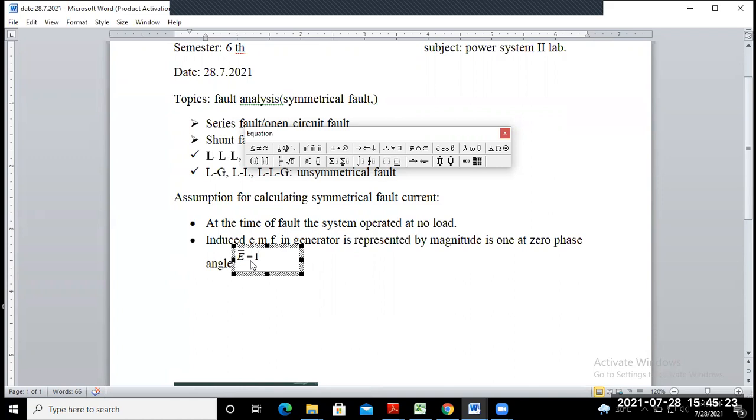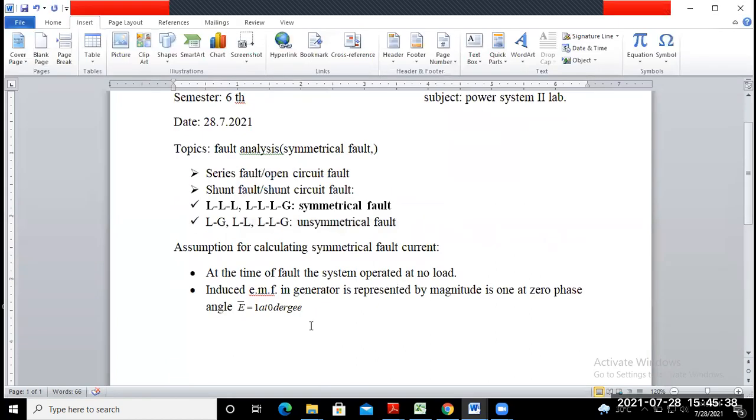1 at an angle of 0 degree, in per unit. So in per unit. Okay.